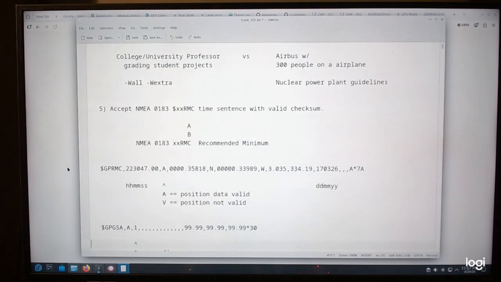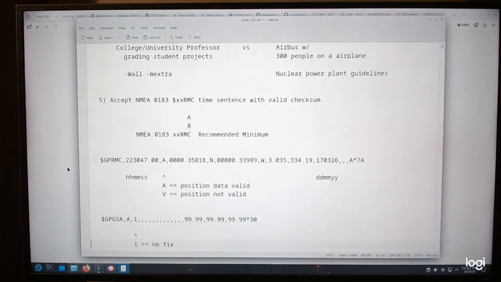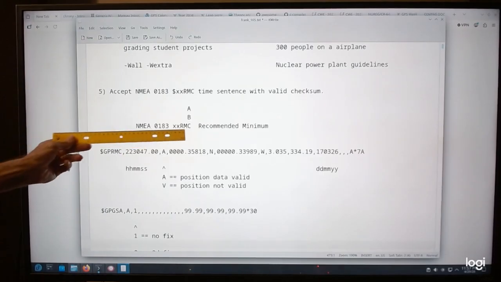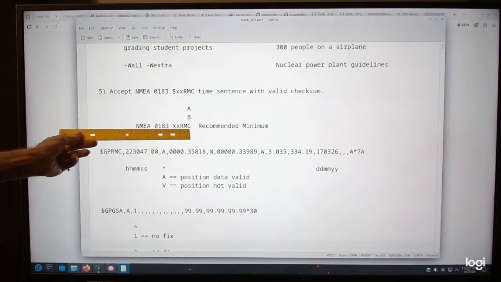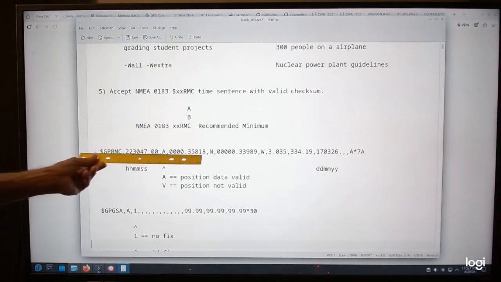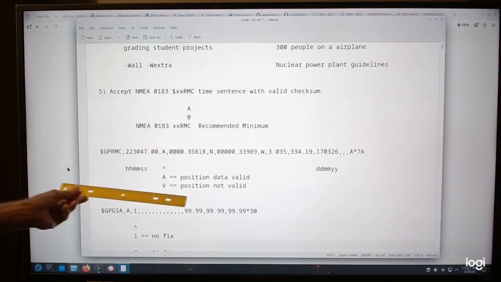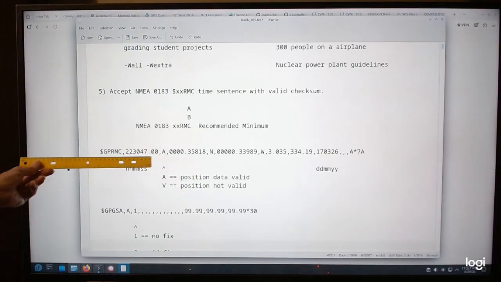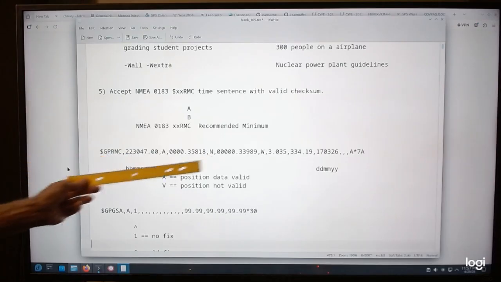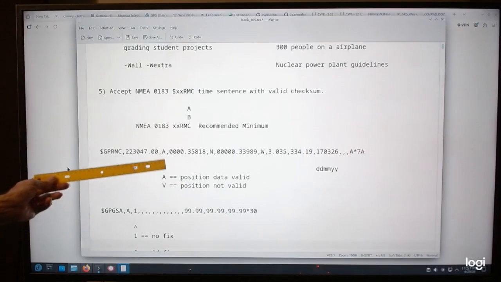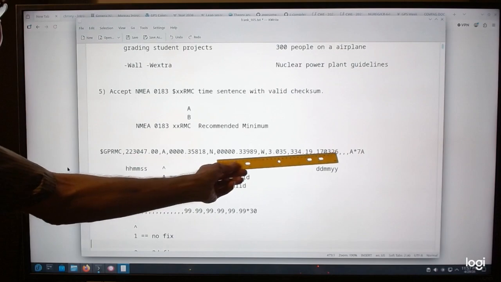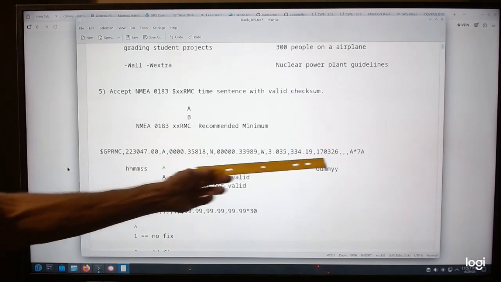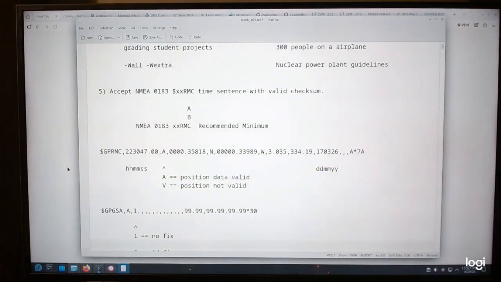We'll accept those NMEA sentences. I think there was an A, B, and a C, and they're on the C right now, for that recommended minimum. That's what it looks like right here, where the hours, minutes, and seconds, and the position code are right there, and then the date is over here. And that checksum is at the very end right there.